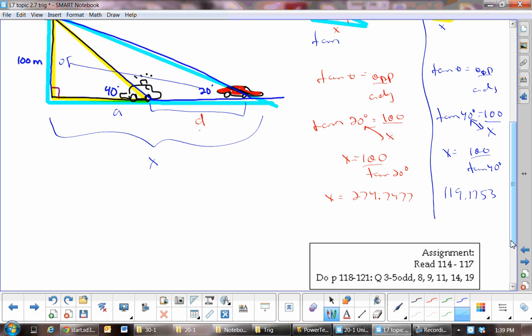Okay, now remember, oops, we should not have called that x. Let's call that y, so it's not so confusing here. Okay, so x is that big long one, y is this little one. So if we take x minus y, we should be left with our distance in between the two cars. So we take this minus this, and we will get 156 meters apart.